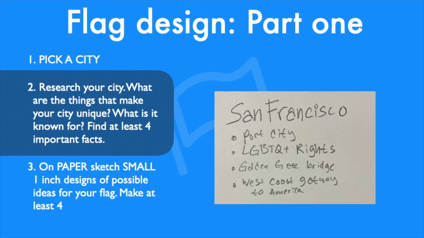Now, important facts could be debatable, but remember that these facts, you're going to be using them for symbolism. So the population of your city is probably not a fact that you're going to include in symbolism on your flag. While the size of your city is probably important, it's probably not going to be important in terms of the design and symbolism on the flag.